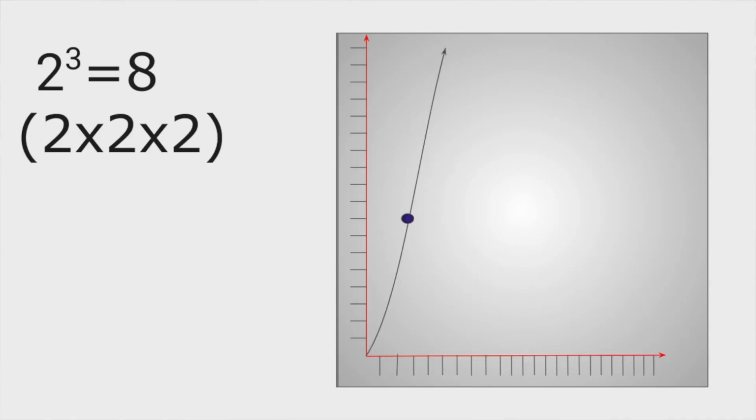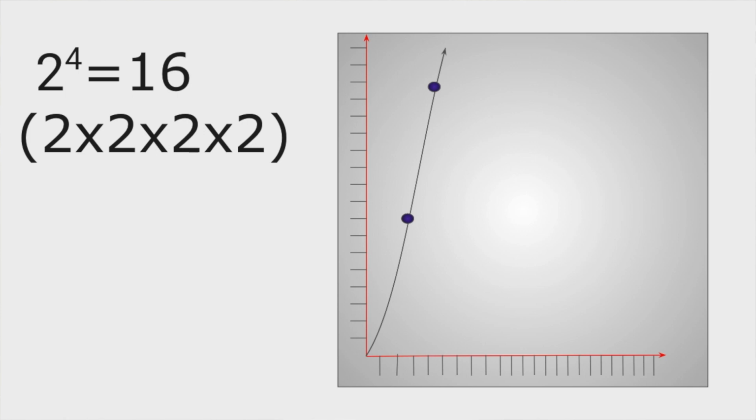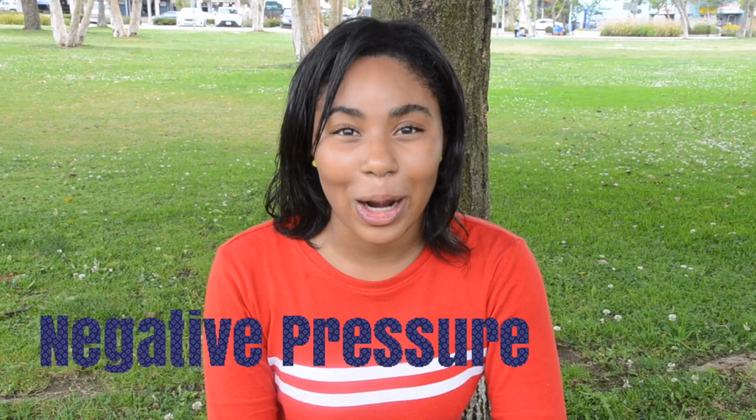2 to the power of 3 would be 8, 2 to the power of 4 would be 16, and so on. This is why our universe was doubling at 10 to the negative 38 of a second, aka 100 of a trillionth of a trillionth of a trillionth of a second. This is so fast. Inflation was doubling because of negative pressure.